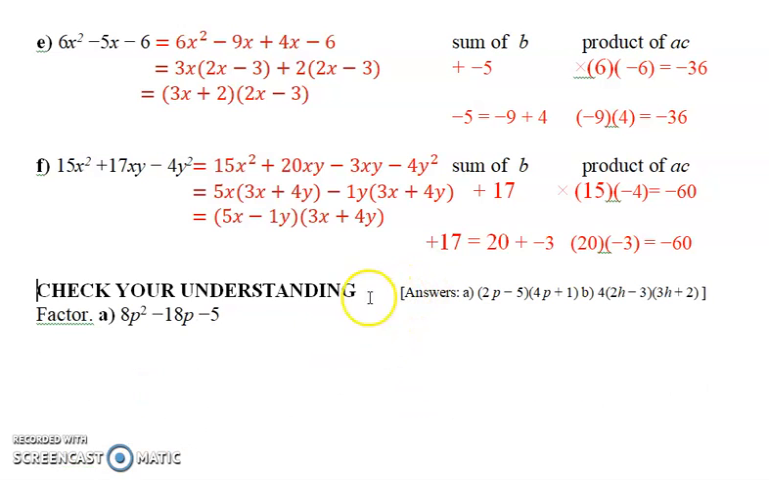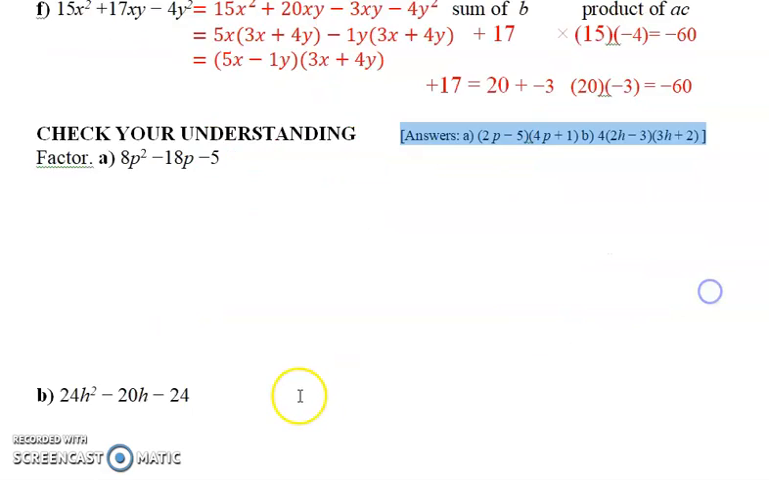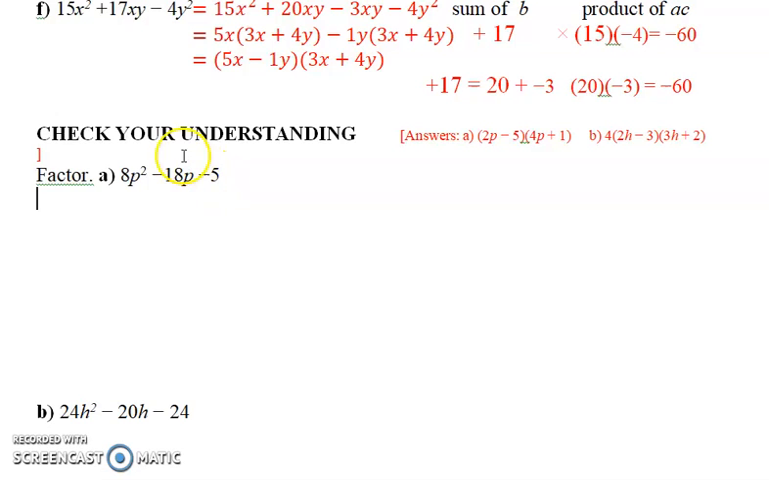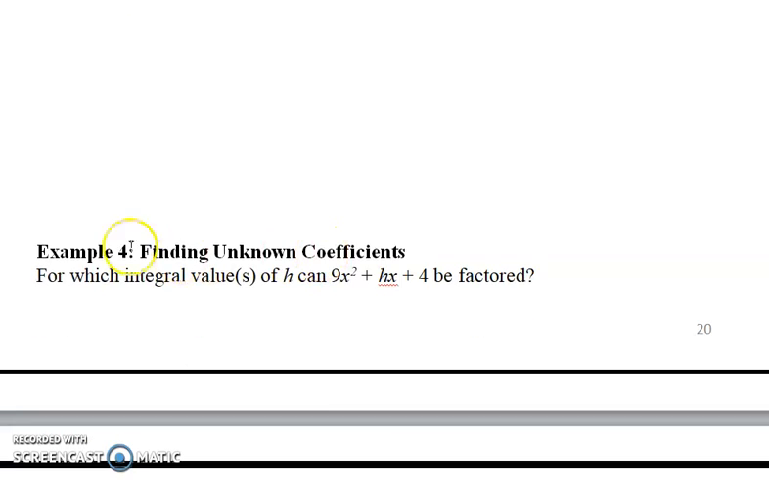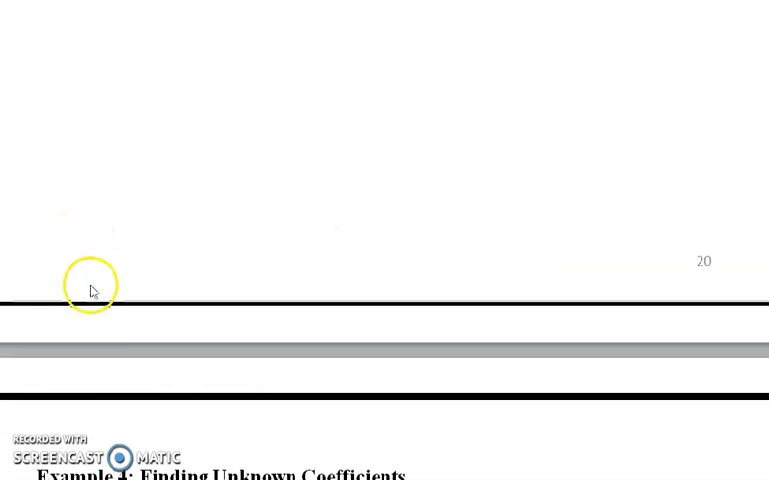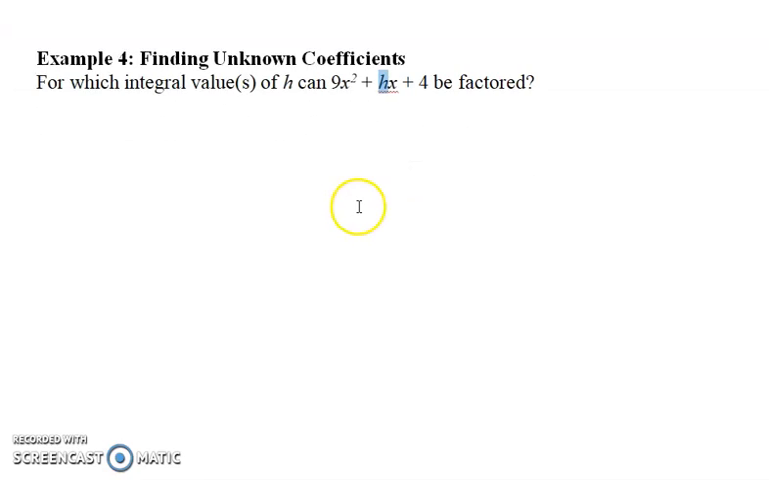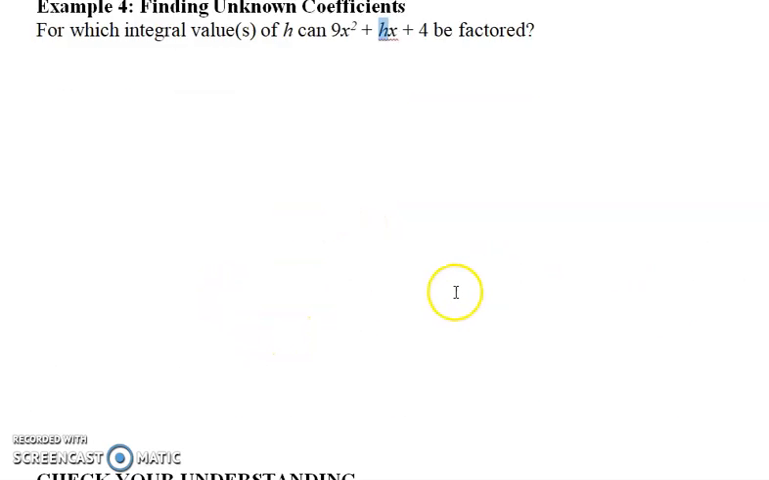There's some check your understanding questions you can take a look at. There's an A and a B, and there's the answers here. So you can try those on your own. There's a couple of them just to work on. We'll be doing some more when we do the practice questions from the textbook, but really try to get a handle on those, okay? So in the next video, we'll look at example 4, finding unknown coefficients when we factor. So you notice there's an h there. How do we find that value? That's what we'll do in example 4. We probably can get that done now.